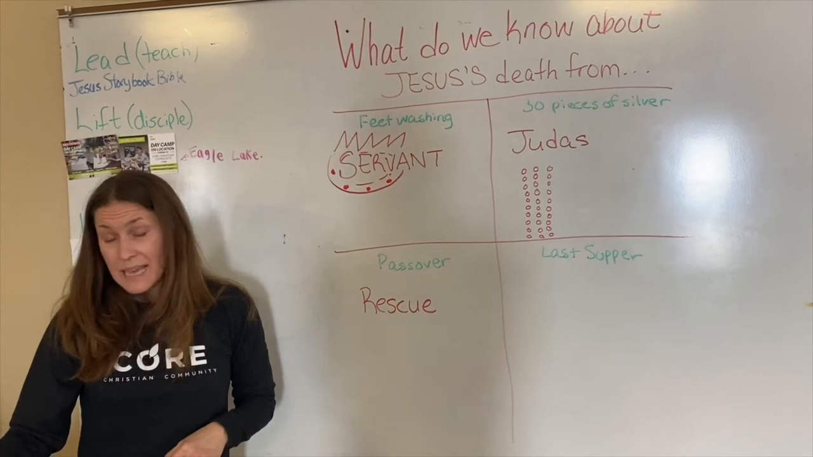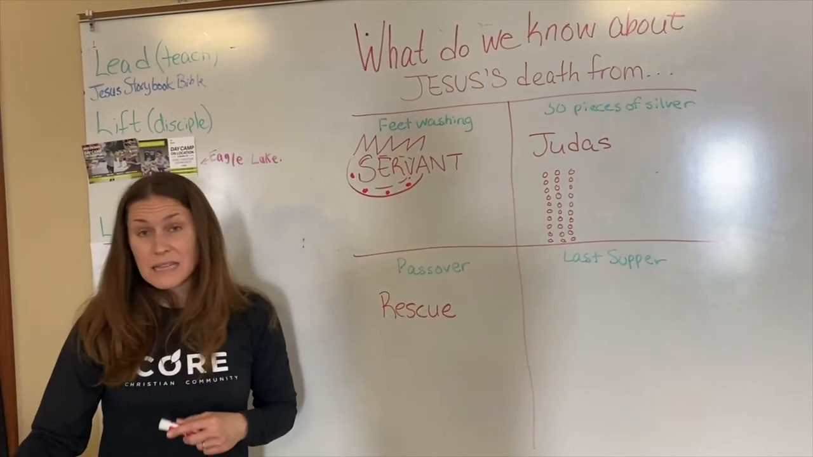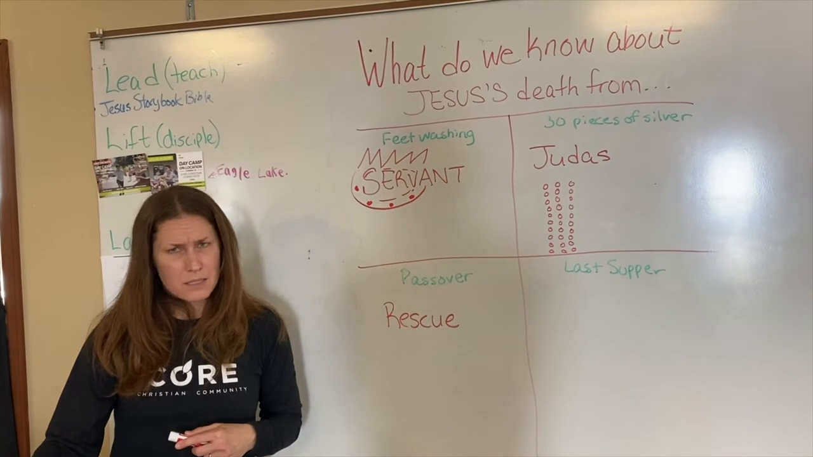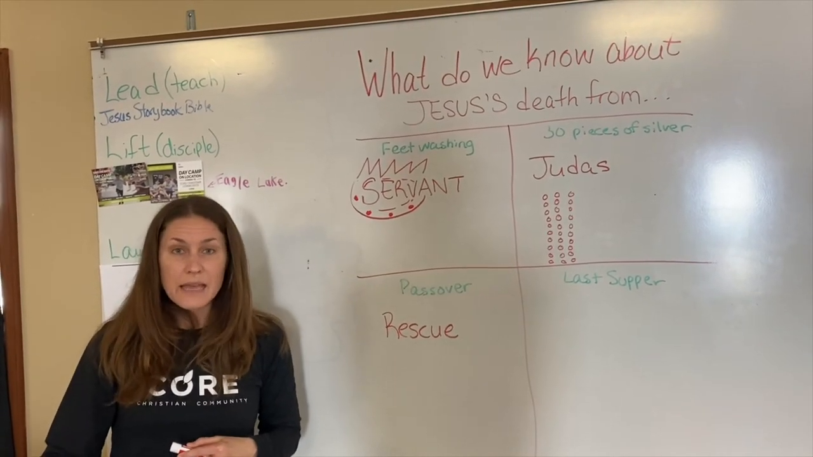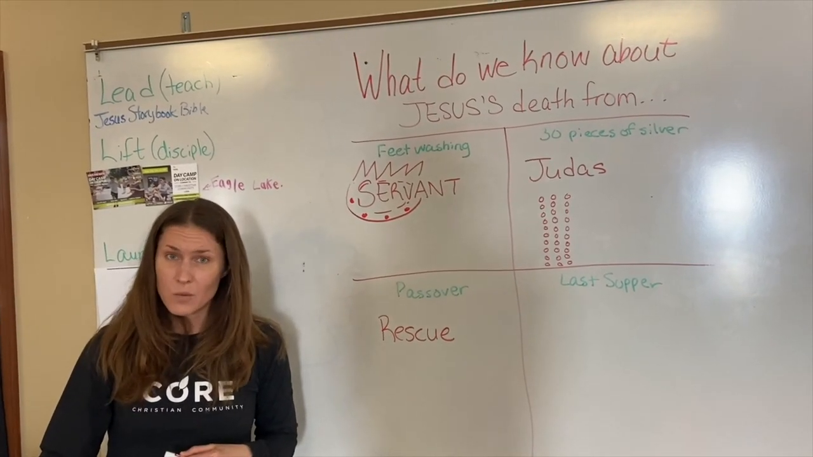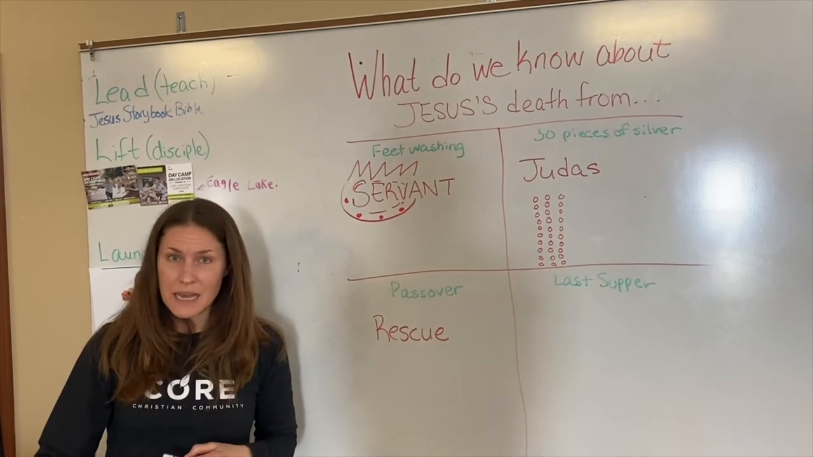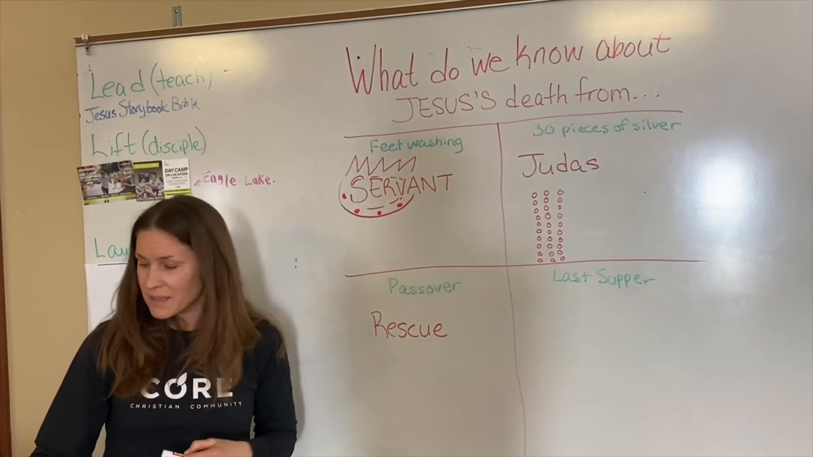So now let's say that together. Ready, friends? The lamb died instead of me. Let's say it two more times together. The lamb died instead of me. One more time. The lamb died instead of me.